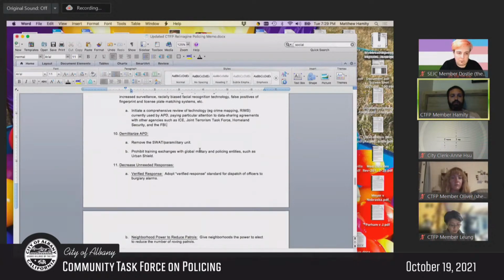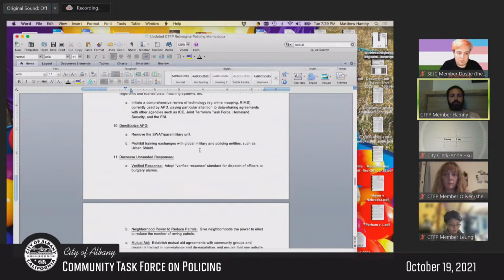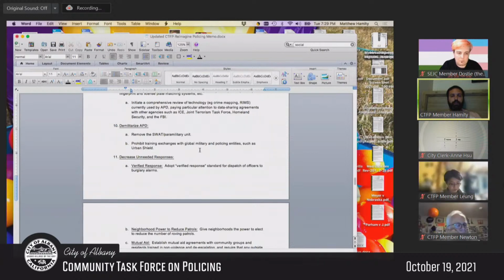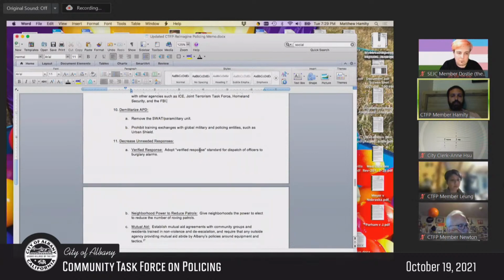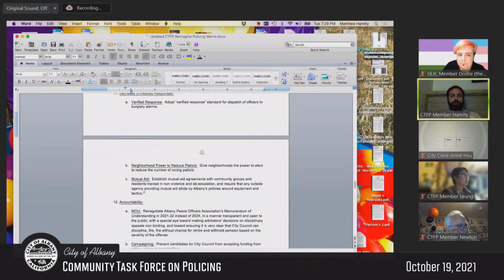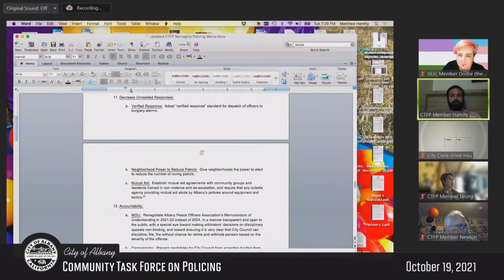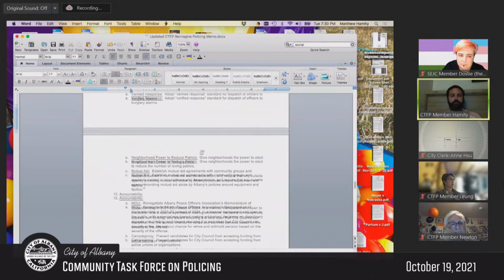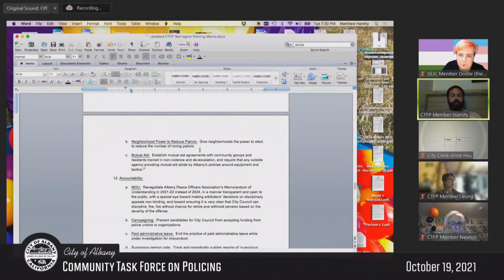We want to demilitarize APD, remove the SWAT unit, and prohibit training exchanges with global military and policing entities such as Urban Shield. Decrease unneeded responses. So we would adopt a verified response standard for the dispatch of officers to burglary alarms. A neighborhood would have the power to reduce patrols. So giving neighborhoods the power to say, no, we don't really need that in our community.